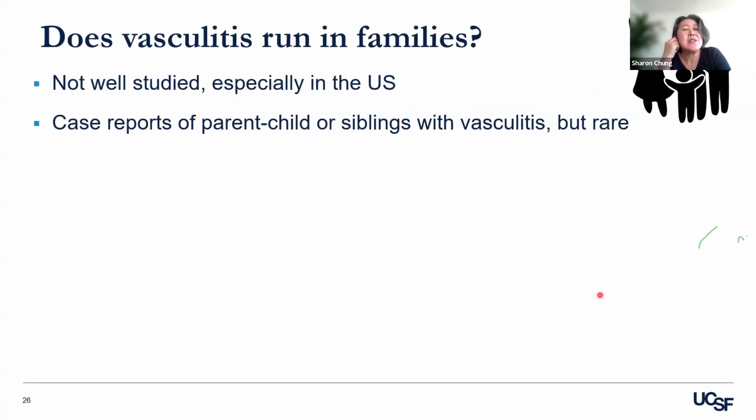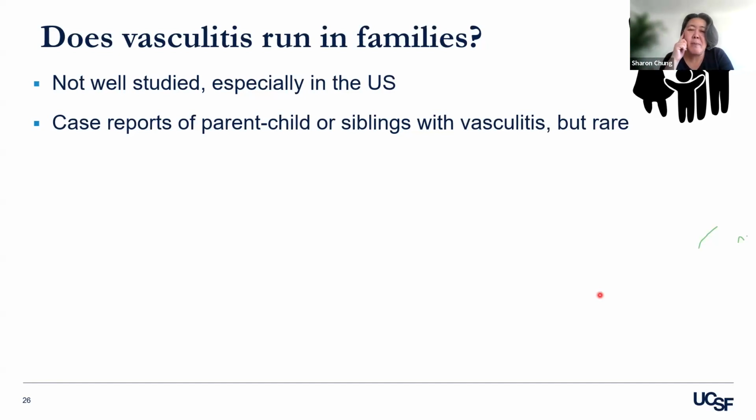And the answer, unfortunately, or I would say the question, unfortunately, is not very well studied, especially here in the US. I'll be honest, we don't have a national healthcare database where information about every individual is entered. And because of that, we have a hard way of tracking who has what disease and how often it's occurring. There are case reports of parent-child pairs or siblings with vasculitis, but these case reports are actually pretty rare.